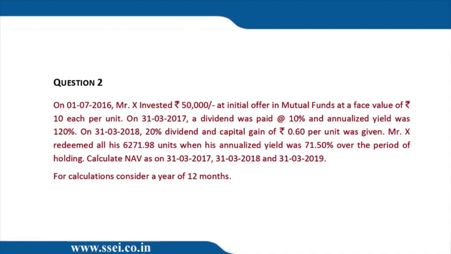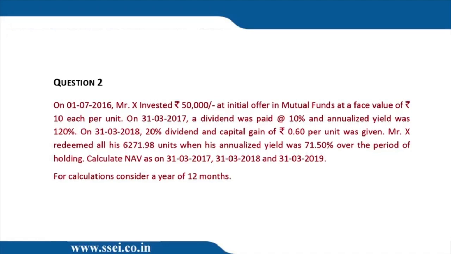1,48,312.5 is what we earned. If we earned this amount, that means this plus 50,000 is the redemption value at the end. 198,312.5 should be the total value of the 6271.98 units. So let's divide by 6271.98. It comes to 31.61. I hope I'm not doing a mistake, because I feel that I've done some mistake.